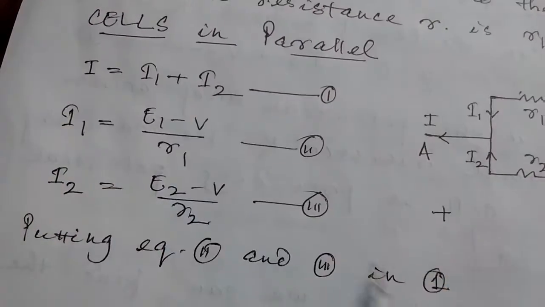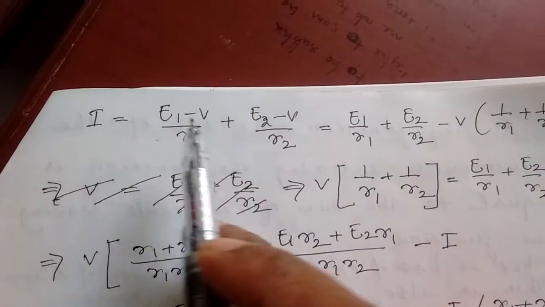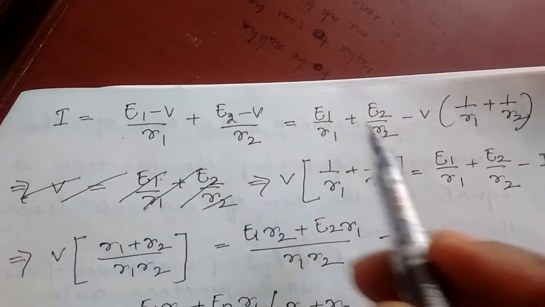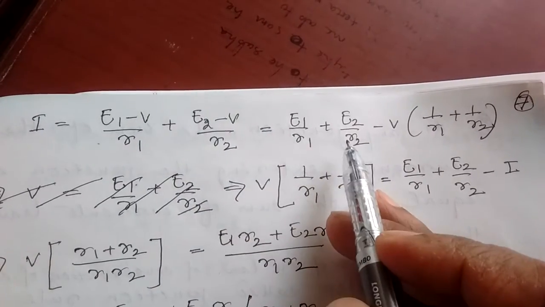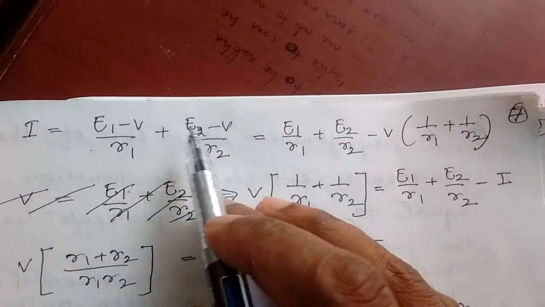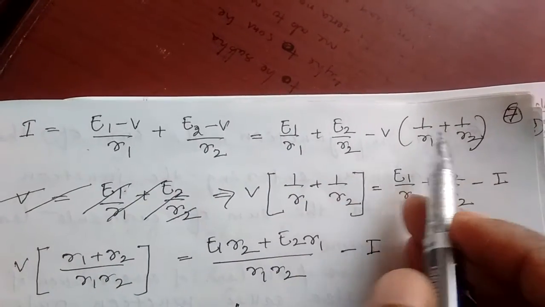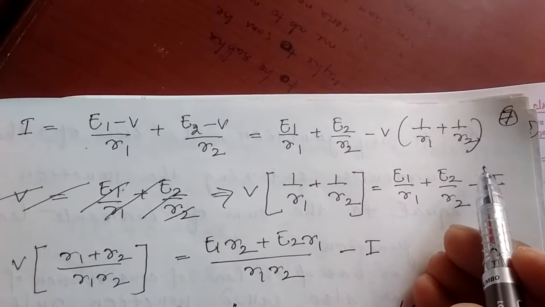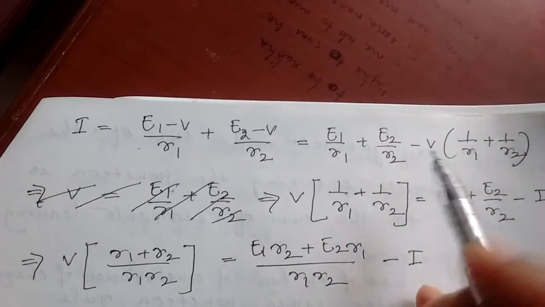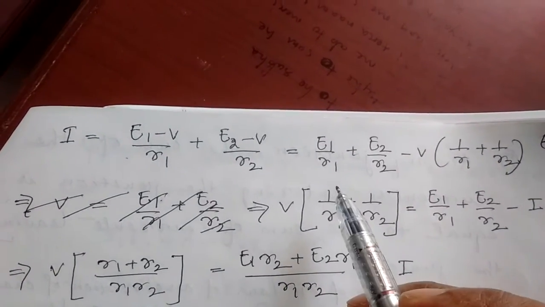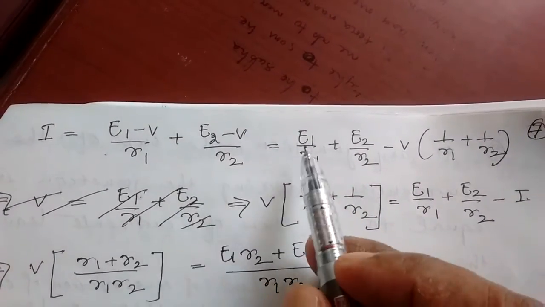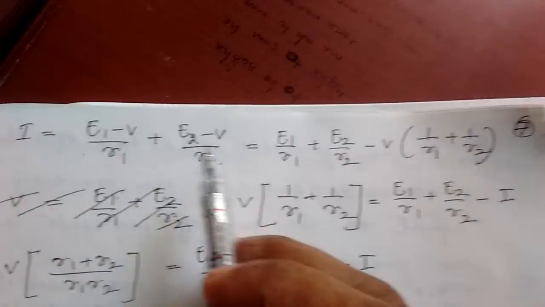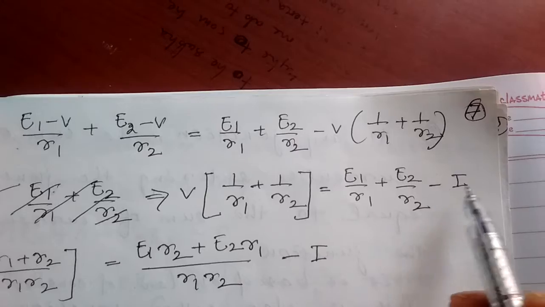We can simply put them in equation 1, I is equal to I1 plus I2. Now if you separate E1 and E2, it becomes something like this. Take V common from both terms: minus V whole into 1 by R1 plus 1 by R2. Taking this term to the left side, V whole into 1 by R1 plus 1 by R2 is equal to E1 by R1 plus E2 by R2, minus I.